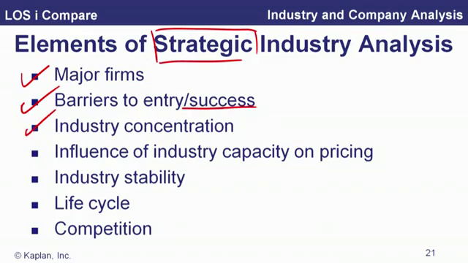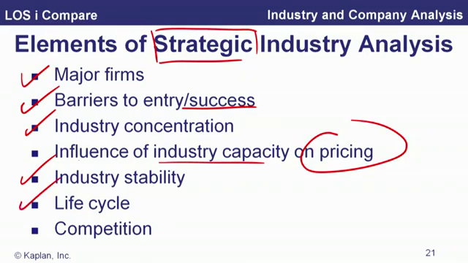We want to say something about concentration. So is this really competitive? Is it lower intensity? Those types of things. We want to think about the influence of industry capacity and pricing. We want to know something about stability. So has this industry had slow, steady growth? Has it been growth that has been constantly high, right? So we see big changes, but they're always positive. Where are we in the life cycle? And then something about competition, both from within and outside the industry.